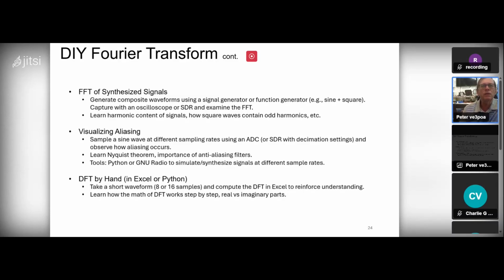DFT by hand. I don't think I ever tried that one. I might have dabbled a little bit in it, but only because Dave made me do it, or he had already done something like this in Excel and sent me the spreadsheet.